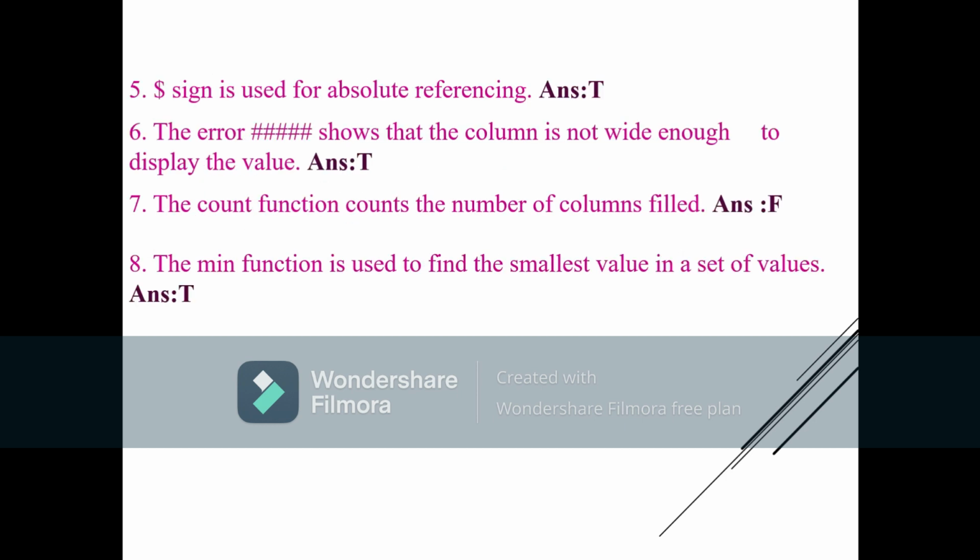The $ sign is used for absolute referencing. Yes, it's true. Then the error hashes show that the column is not wide enough. Yes, it's true. Then the COUNT function counts the number of columns filled. No, it's wrong. Why? The COUNT function counts the number of numeric values in a range, only what we have filled. So that statement is wrong.